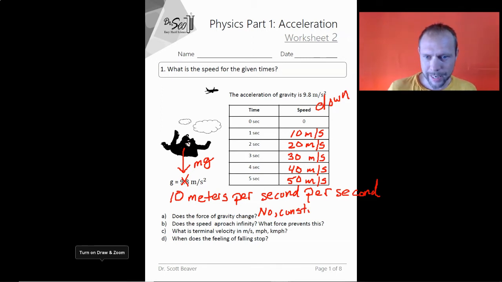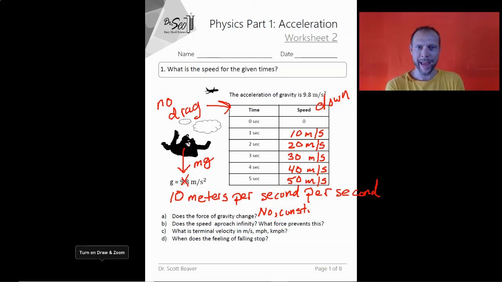Now, question B is kind of interesting, right? We're assuming in this table that there's no drag force balancing gravity. This is not true, right? So the person's speed is not going to approach infinity. No, the person's not going to reach an infinite speed. They are going to be slowed down eventually. I shouldn't say slowed down, but the acceleration is going to stop eventually due to the drag force.